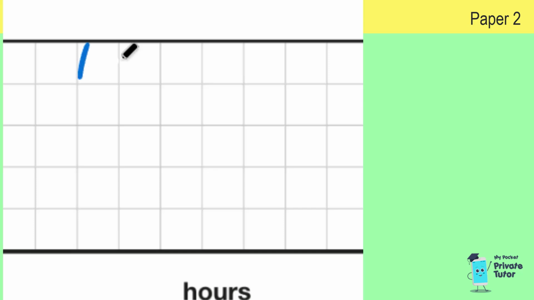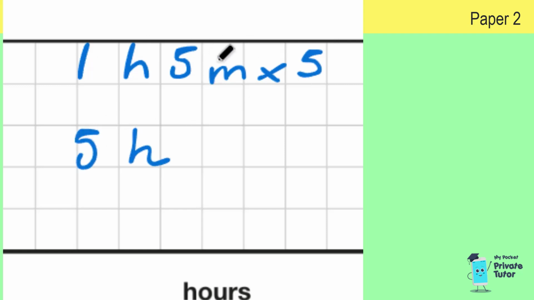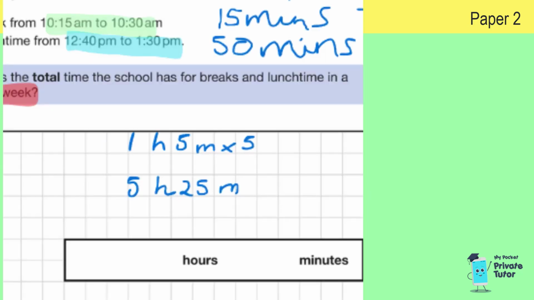I'm going to do 1 hour and 5 minutes times by 5, because 1 hour times by 5 is 5 hours and 5 minutes times by 5 is 25 minutes. It's actually a lot easier. Either would get you an accurate answer though. So the final answer is 5 hours and 25 minutes.